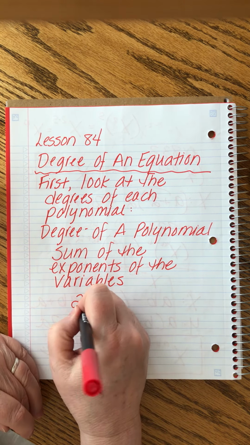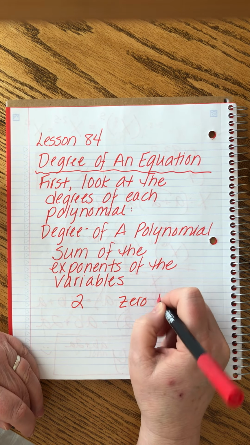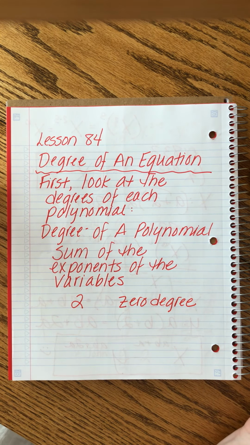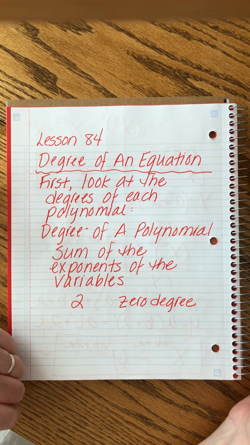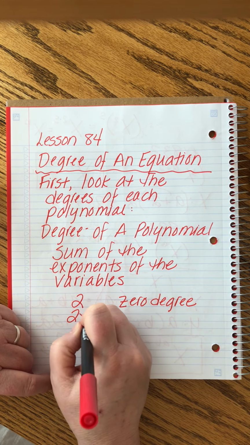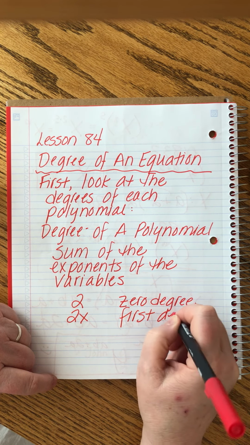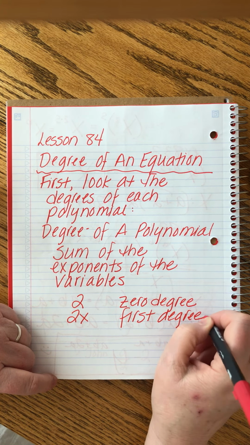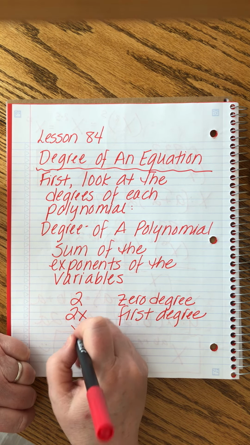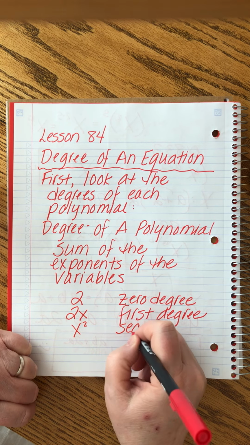If we just have the plain number 2, we say that that is a 0 degree polynomial because there's no exponent associated with it. We can think of it here. Let's just go on and I'll make sense of it. This is called a first degree polynomial. This is considered a second degree.